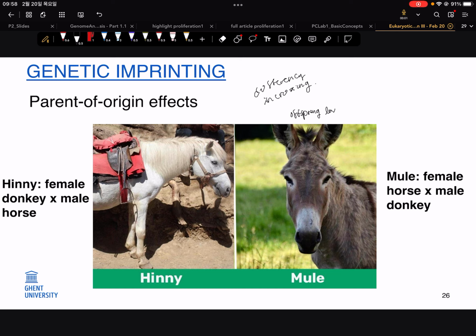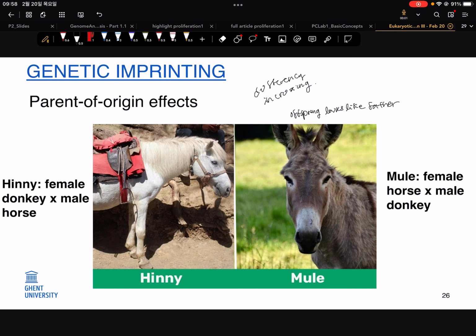So you see some things that are quite different depending on in which direction you make the cross, and that is influenced by patterns that we call imprinting patterns. For this cross, it's not that well studied. I don't know the real mechanism. I looked it up, I couldn't find it. But for some other ones, we do know.